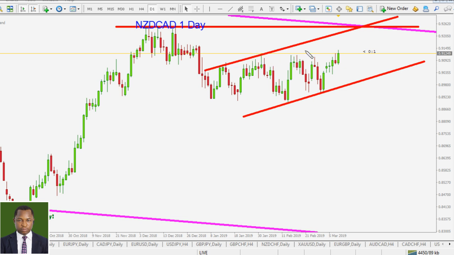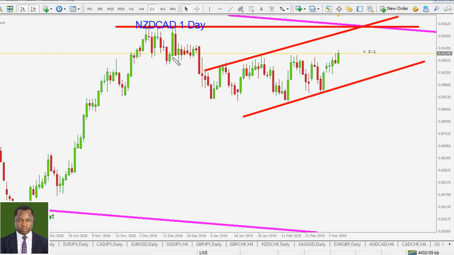The best point for us to look for short entry right now is for price to move up to that area of confluence. Somewhere in there is where we'll be looking for our nice entry. That is an optimal trading zone for some nice profit making at that area here. That's what we should be looking to trade in New Zealand dollar against the Canadian dollar.